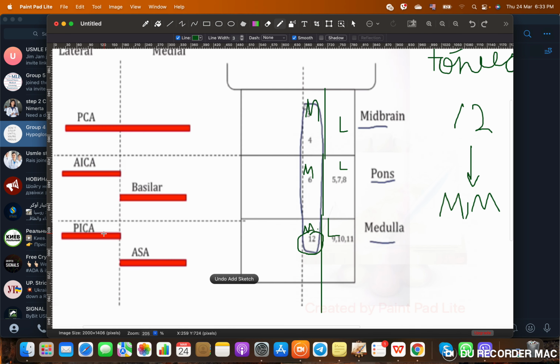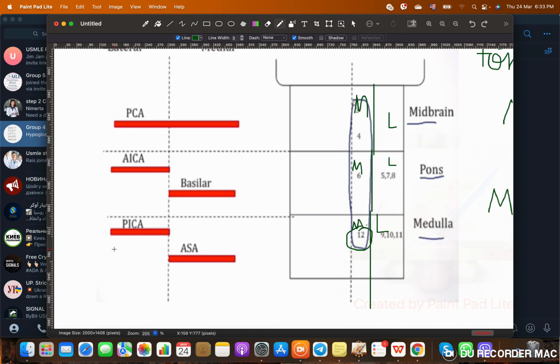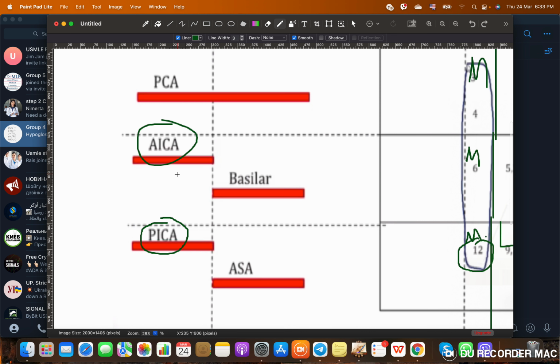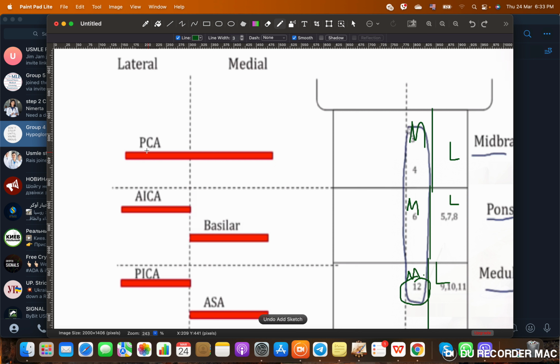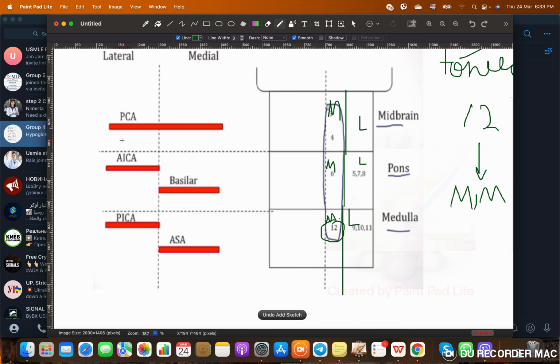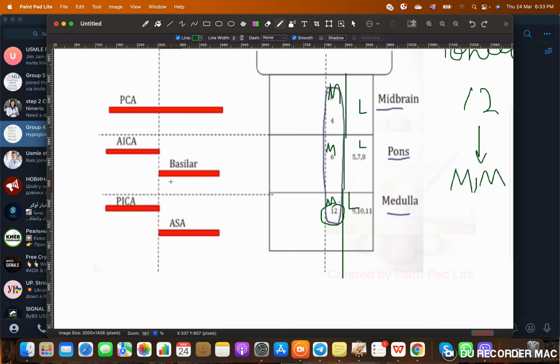So you can see, personally, how I remember it. PICA, AICA, PCA. PICA, AICA, PCA. So what's up with that? So PICA is posterior inferior cerebellar artery, AICA is anterior inferior cerebellar artery, and this is posterior cerebral artery. To make it simple, for the midbrain, the whole thing is supplied by the posterior cerebral artery, which is the last portion of the posterior circulation.